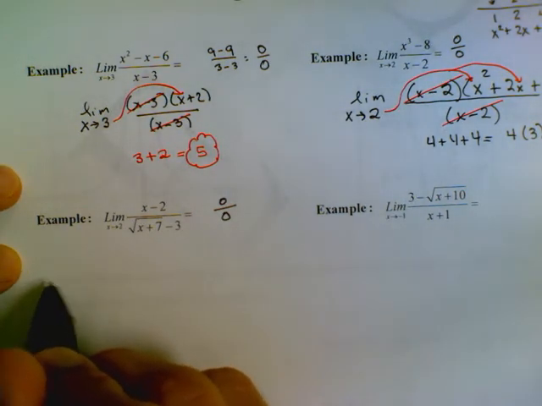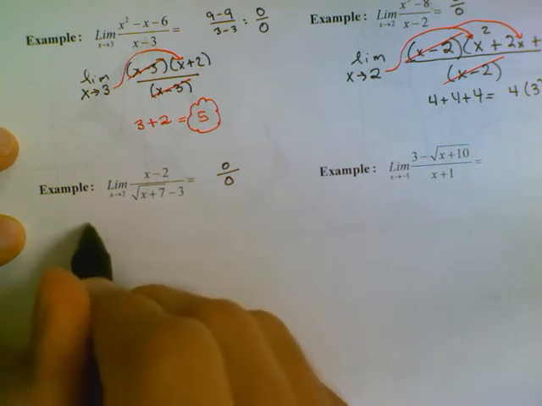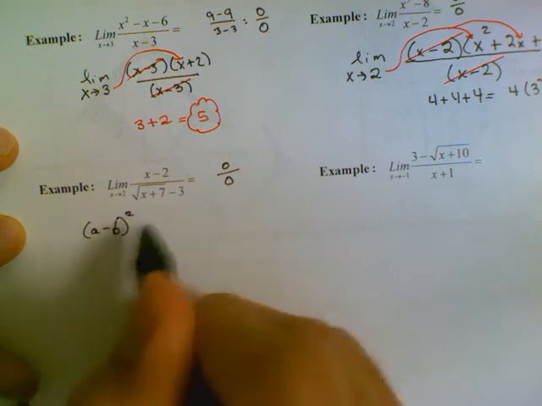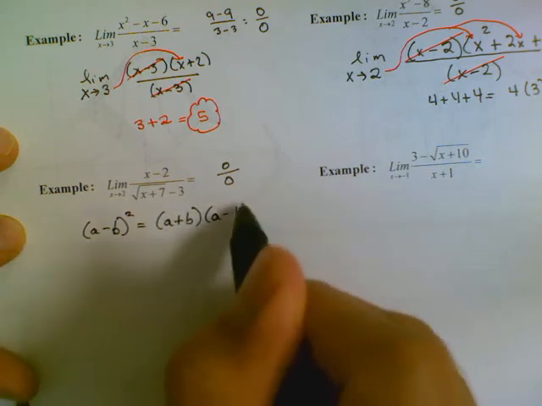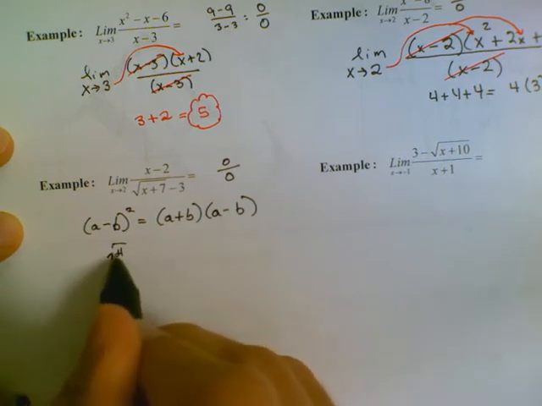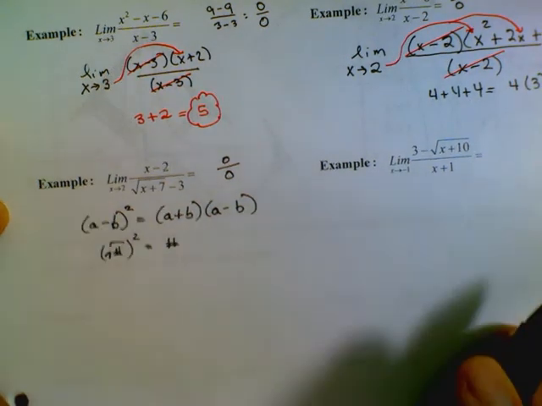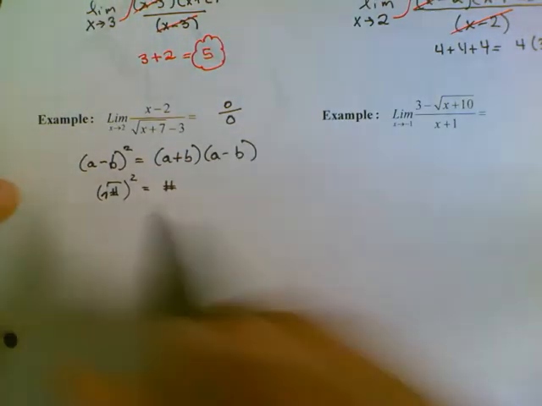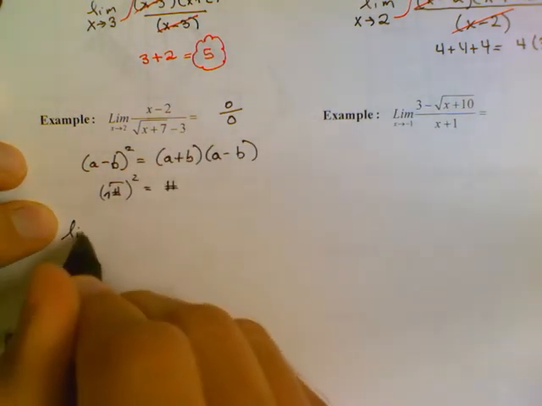So you should know at this point that the difference of squares, if I had a squared minus b squared, is the same thing as a plus b times a minus b. And you should also know if I have the square root of some number and I square it, then it would just give me that number itself. So that's all the prerequisite knowledge you need to rationalize the denominator here.